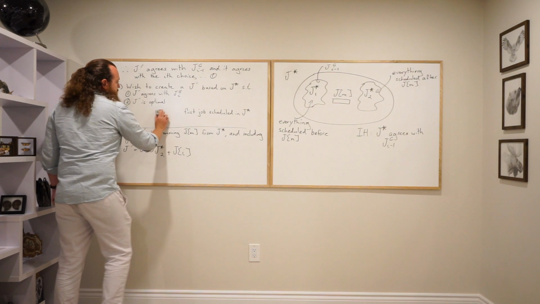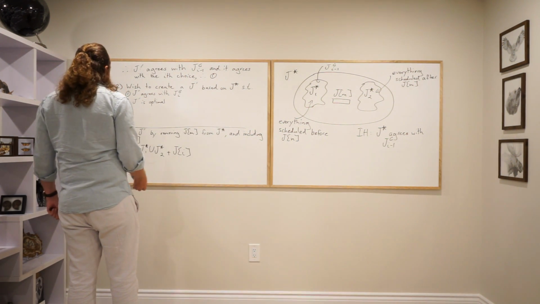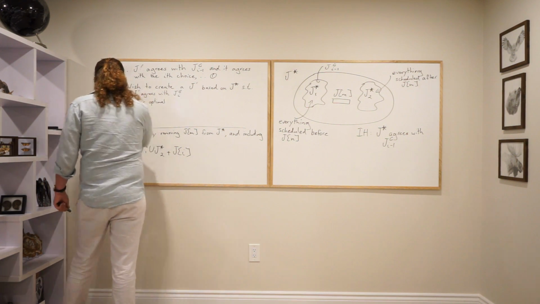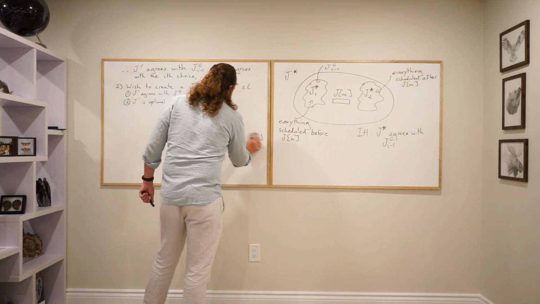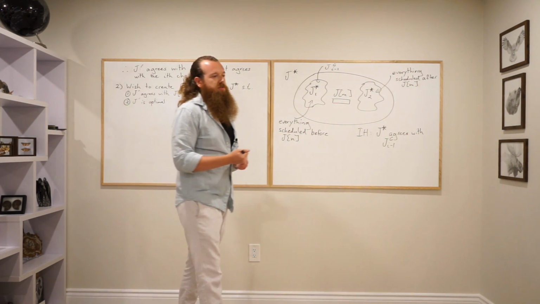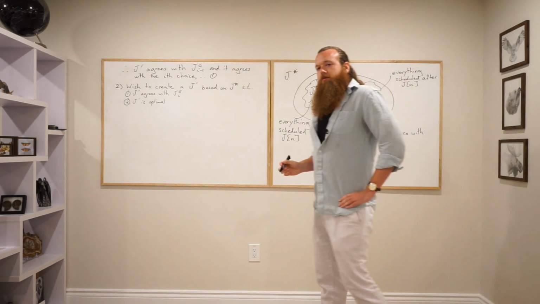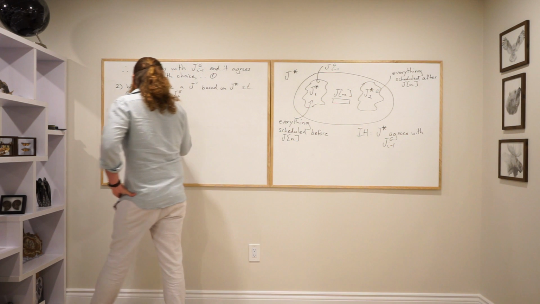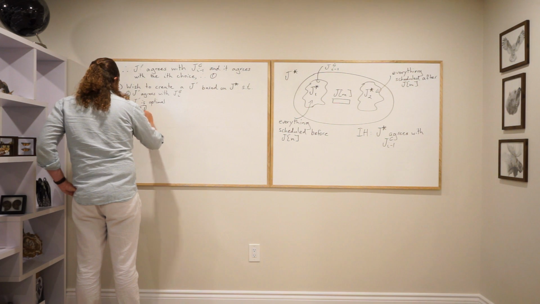I'm going to erase this. I need some more boards. How do I prove a solution to this is optimal? Well, I actually have to show 2 more things for this. I'll call this 2.1, and I'll call this 2.2.